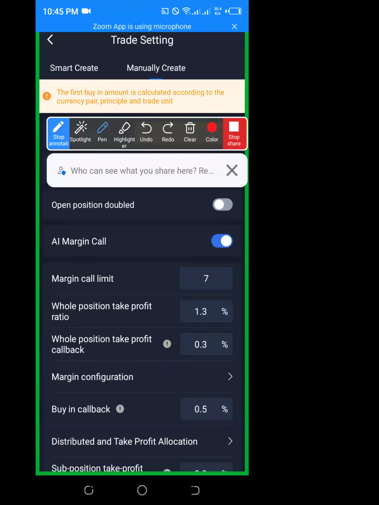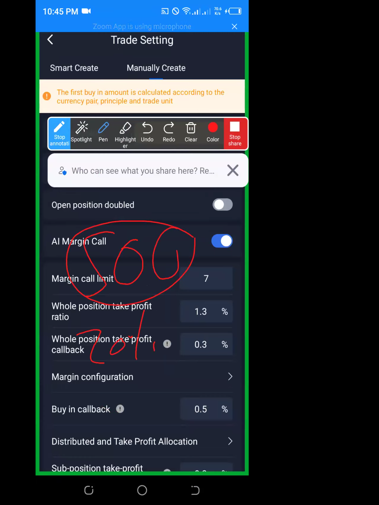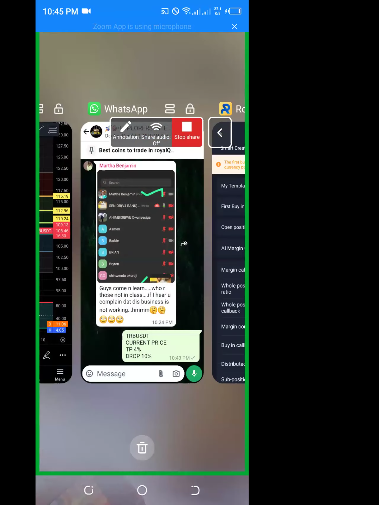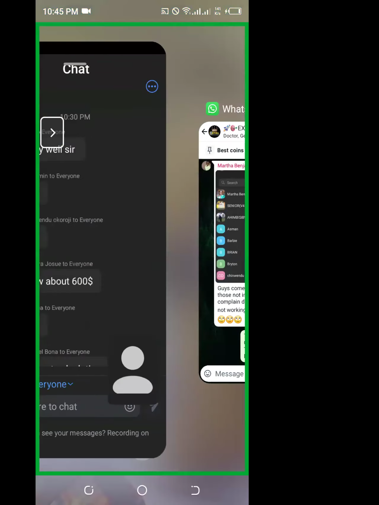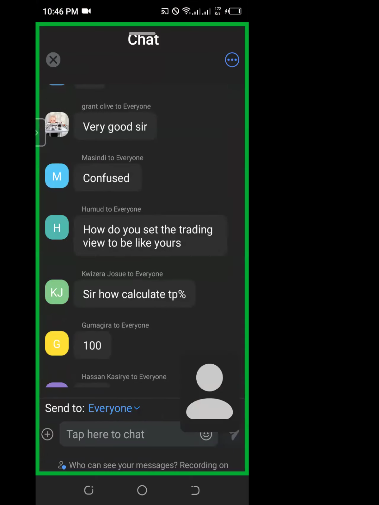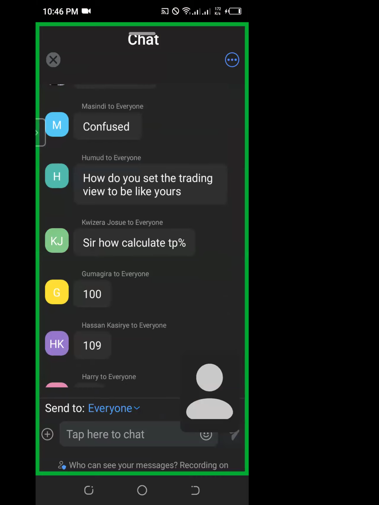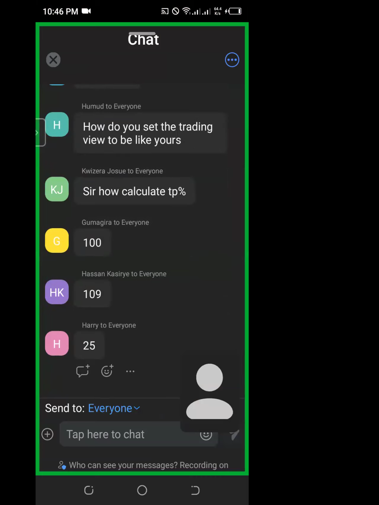So if I have $500 as my capital, I'm going to first expose 20% of this capital. Give me the answer. What is 20% of $500? Yes, 100. Okay, 109 or 100? Just 100. You people. Someone is telling me 25.